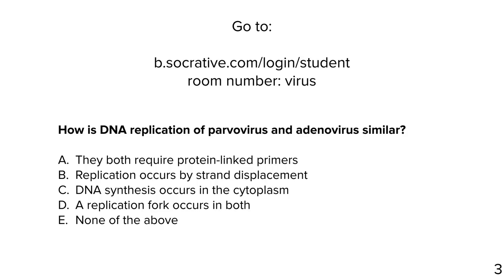So most of you got B, replication occurs by strand displacement. They're both strand displacement. They don't both need protein-linked primers. Parvoviruses, remember, the primer is the 3' end of the genome. Doesn't happen in the cytoplasm. They are both strand displacement, so there's no replication fork.